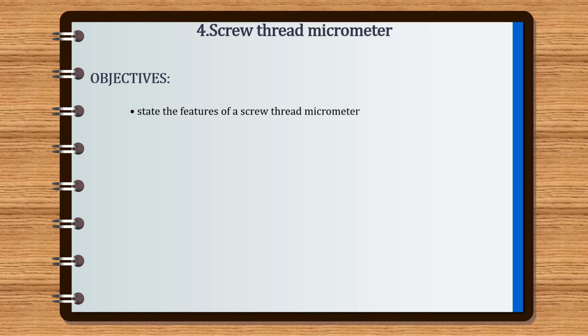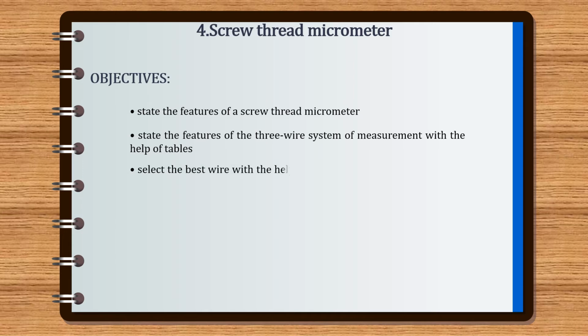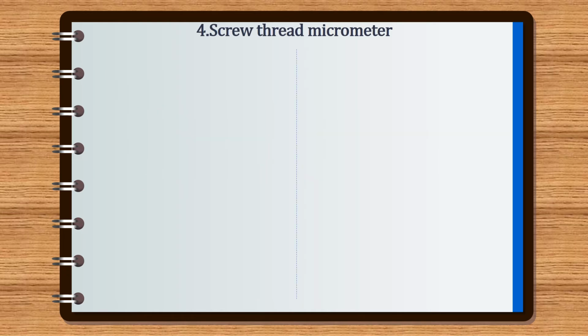And the last topic we are going to discuss is the screw thread micrometer. Let's see the objectives of this topic. You shall be able to state the features of a screw thread micrometer, state the features of the 3-wire system of measurement with the help of tables, and select the best wire with the help of tables for use in the 3-wire method. Let's see the introduction of the screw thread micrometer.